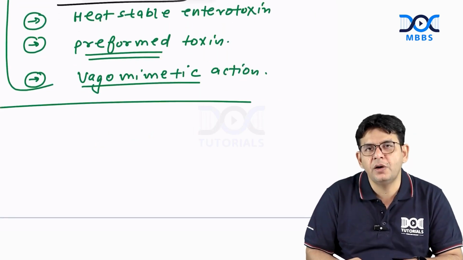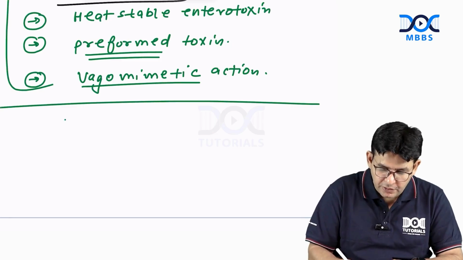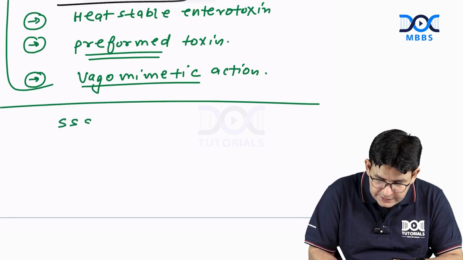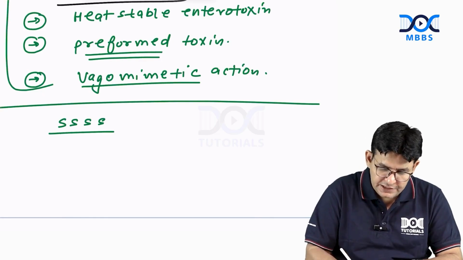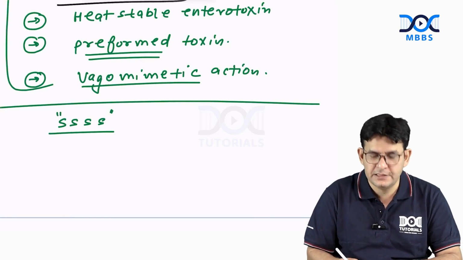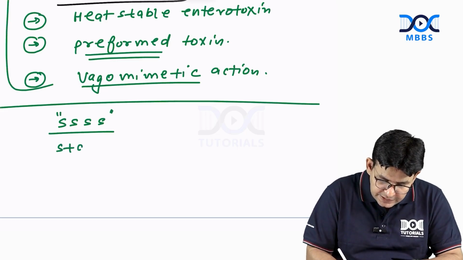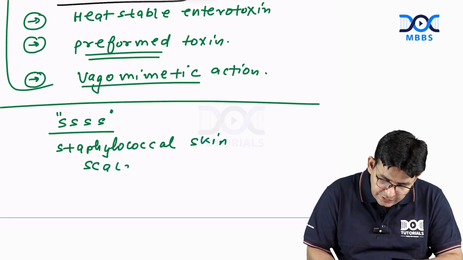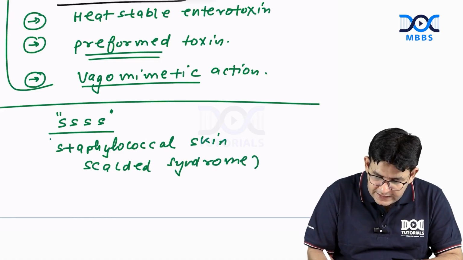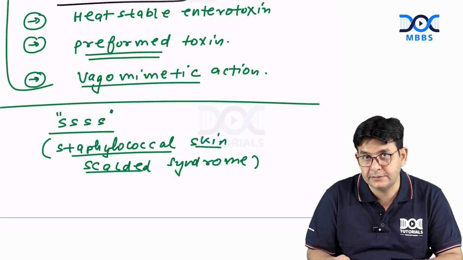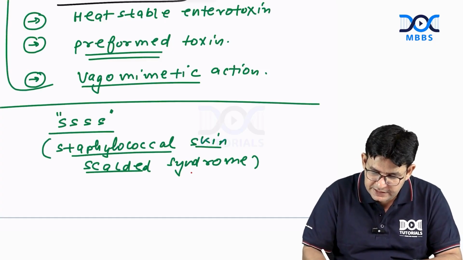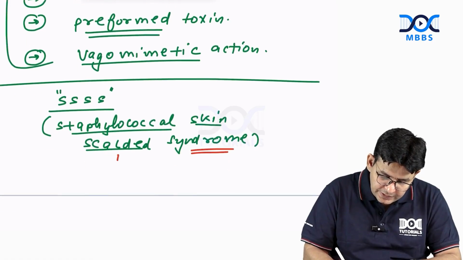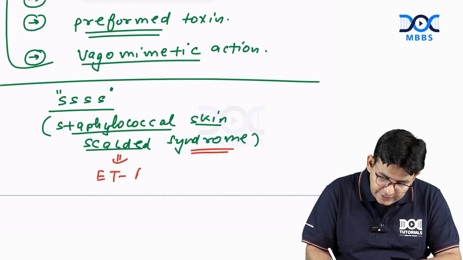After that, we talk about the double S, double S. And what is double S, double S, guys? The double S is staphylococcal scalded skin syndrome. As the name suggests, skin scalding is there. The skin removal is there in this particular syndrome, and it is due to the toxin A and B.